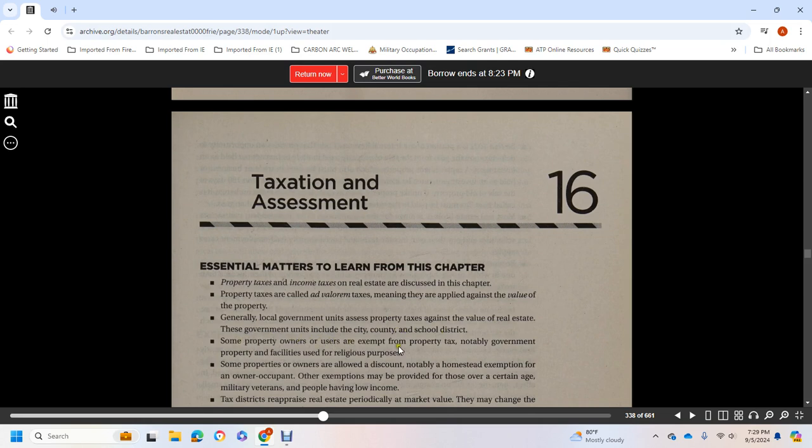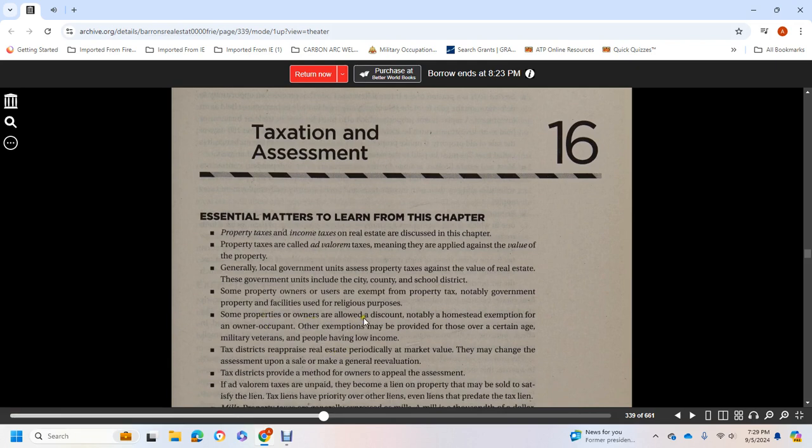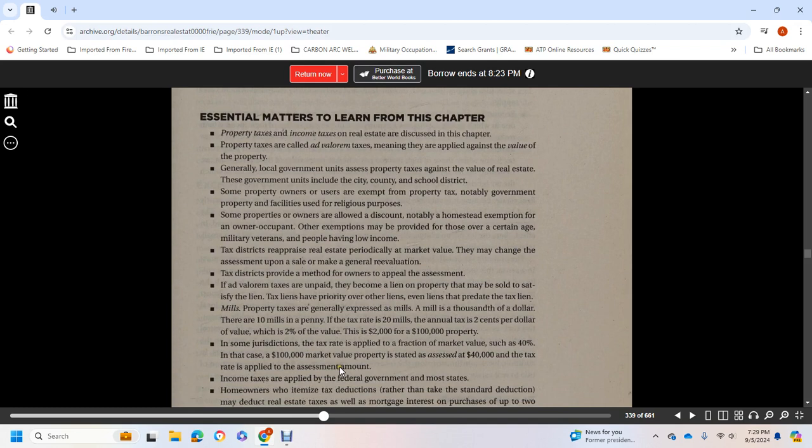Some property owners and users are exempt from property tax, notably government property and facilities used for the original purpose. Some property owners should be allowed a discount, notably a homestead exemption for the owner-occupant. Other exemptions must be provided for those of certain ages, military veterans, and people with low income. Tax districts reappraise real estate periodically, since market value may change the assessment, in a general revaluation.